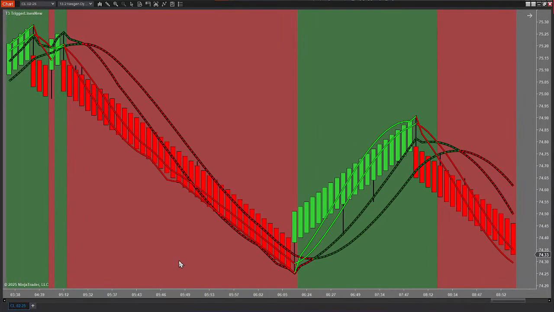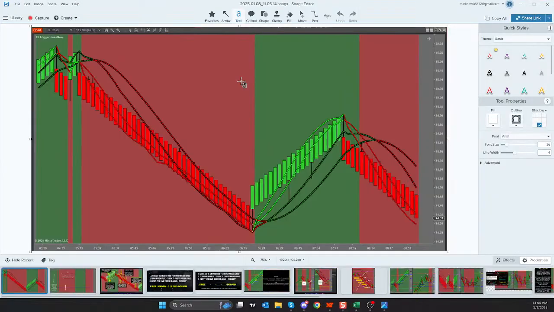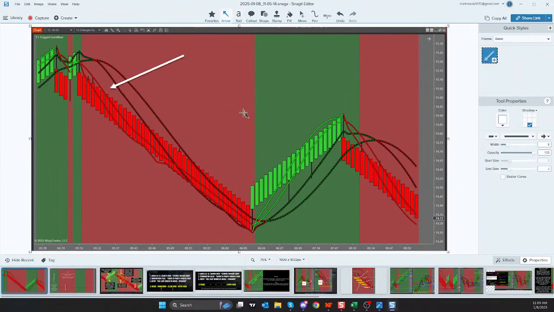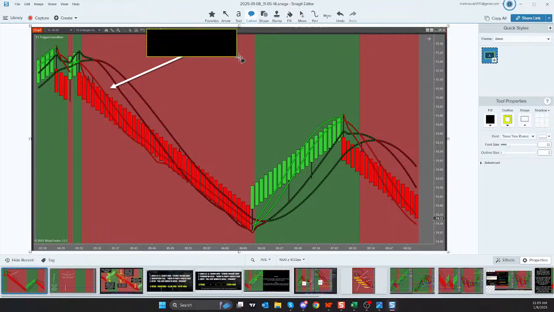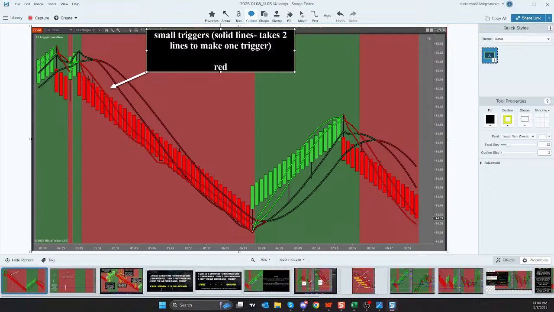And we're going to take a picture together. So what I want you to do, Steven, is fire up that camera. I'm going to take a picture of this whole chart, and I'm going to draw an arrow. And all we're looking at is triggers. Triggers is all it takes to define momentum. My small triggers, solid lines, takes 2 lines to make 1 trigger. So my small triggers, they're red, just like the background.